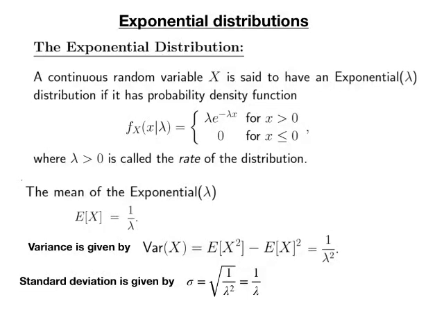So let me discuss now about the exponential distribution. It is one of the continuous random variable distributions. A continuous random variable x is said to have an exponential distribution if it has probability density function given by f of x is equal to lambda e power minus lambda x. That is, we can define f of x is equal to lambda e power minus lambda x, from 0 to infinity.